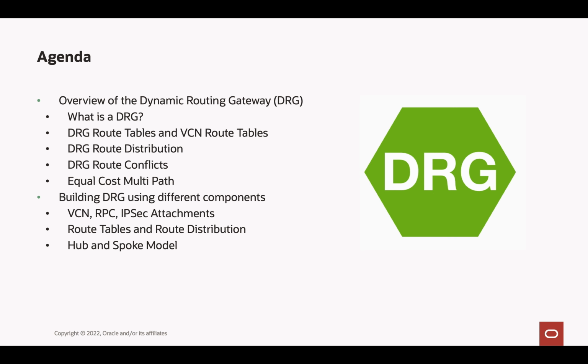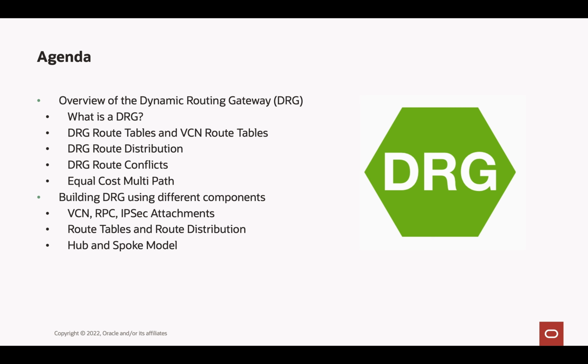Today's agenda is listed below. An overview of the Dynamic Routing Gateway, specifically what is the DRG, DRG route tables and VCN route tables and how they work with each other, route segmentation using DRG route distributions, how our DRG handles route conflicts, and an overview of equal cost multipathing feature within the DRG.